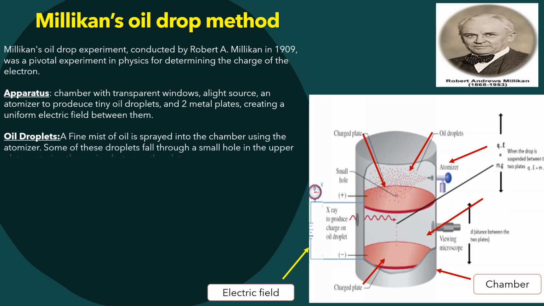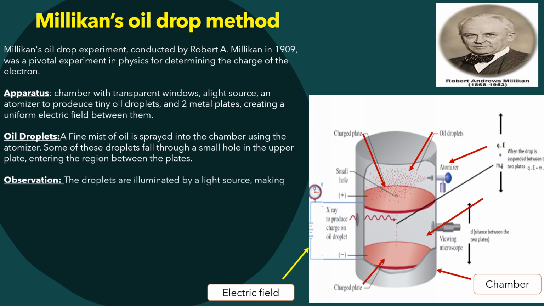The air inside the chamber was ionized by passing a beam of X-rays through it. The electrical charge on these oil droplets was acquired by collision with gaseous ions. So, the fall of these charged oil droplets can be retarded, accelerated, or made stationary depending upon the charge on the droplets and the polarity and strength of the voltage applied to the plates.